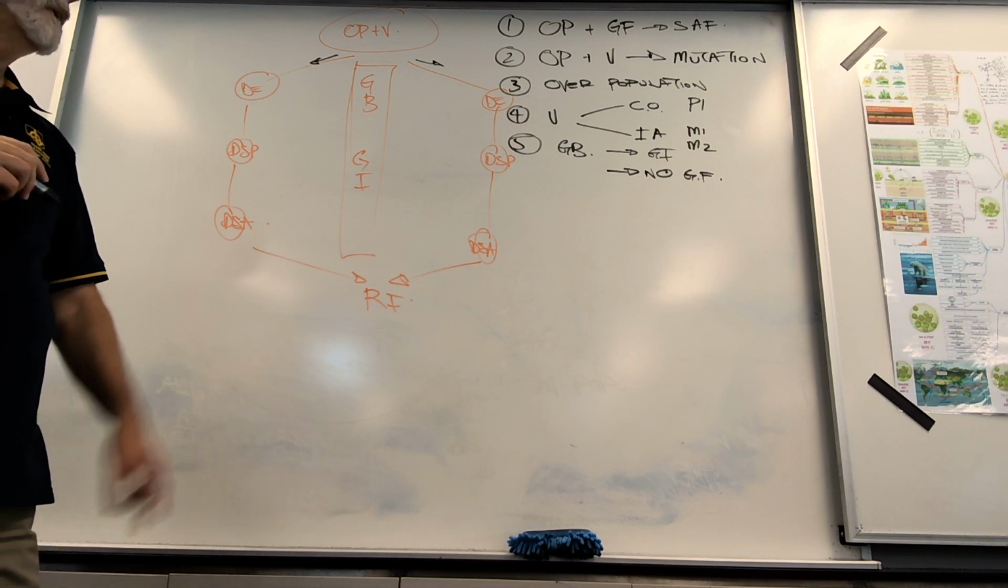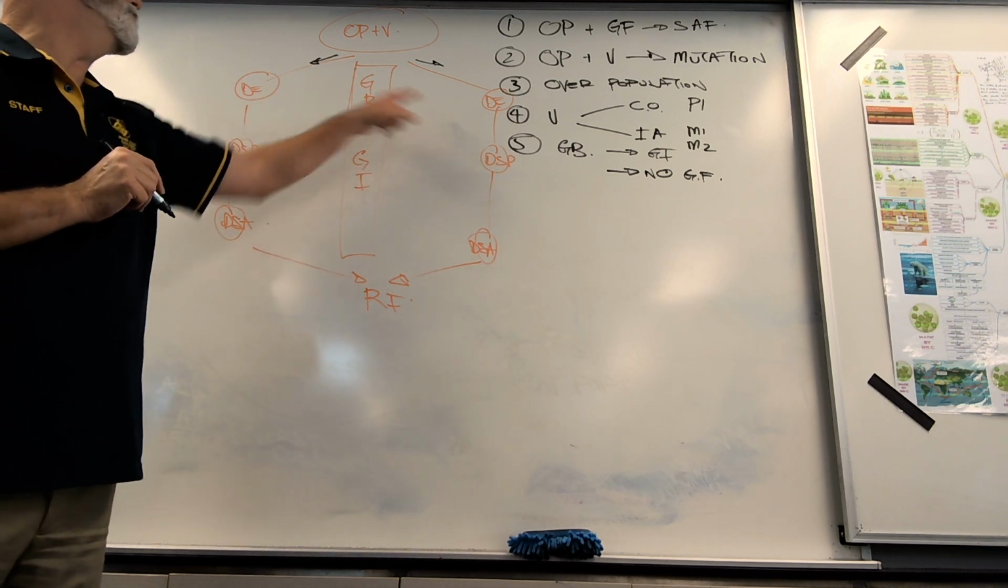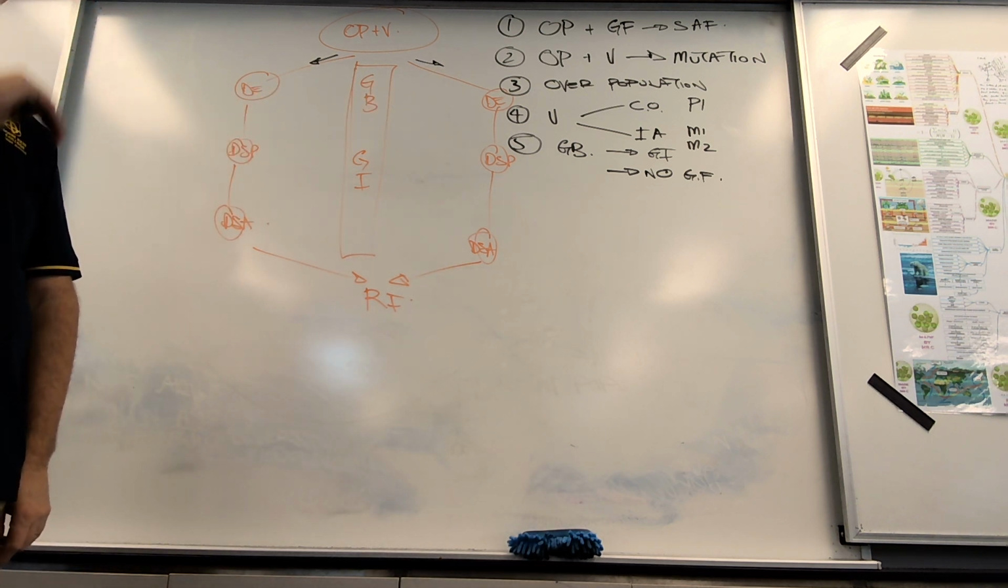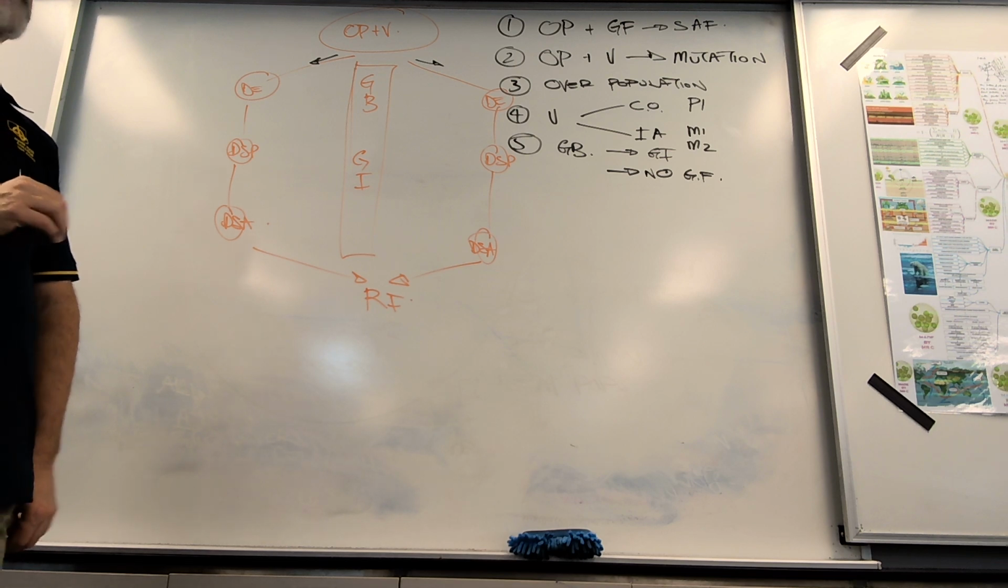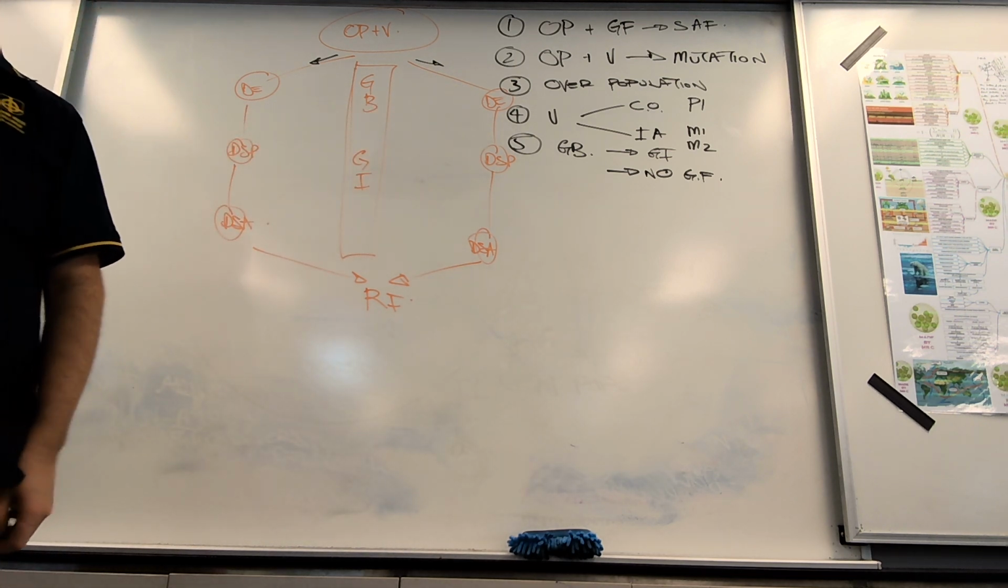All right? Now, because you've got a geographical barrier there, and the two groups can't contact each other genetically, there's no gene flow between them, they can't swap alleles. I've got DE, which means different environment.